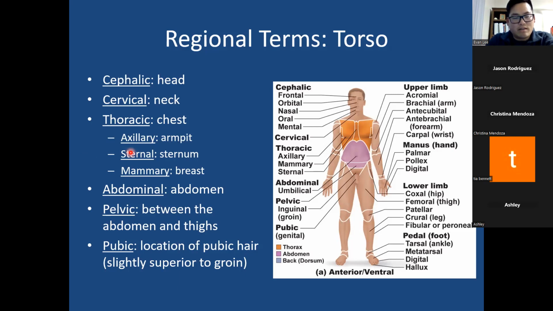So we're going to be starting off by learning some of these regional terms so that we can use them throughout the semester.